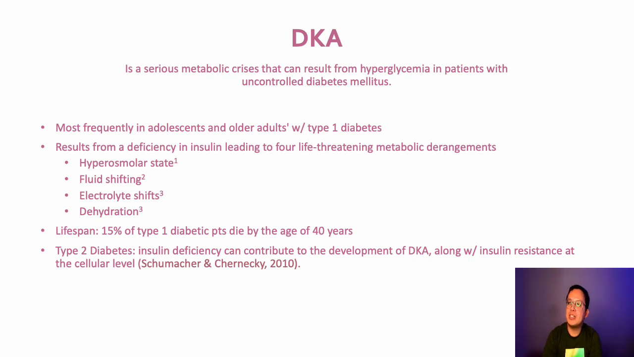Lifespan of patients with DKA is 15%. Of type 1 diabetic patients may die after the age of 40 years. Can you imagine? Type 2 diabetes insulin deficiency can contribute to the development of DKA. So, most probably type 1 ang magka-DKA, but in type 2 diabetes, pwede siya mo cause, especially kung nuna na yung resistance to insulin ang pasyente or nakalimot ang pasyente o hatag sing kagalingon og insulin.